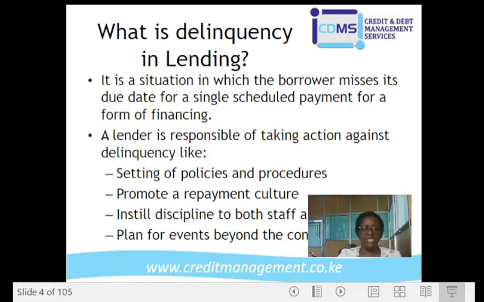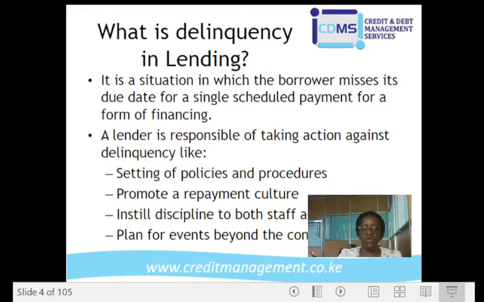So when this has happened, of course, a lender should take some steps or is responsible for taking certain actions in order to regularize or to ensure that the customers pay on time, or that the customers perform their part of the obligation as they are required to as per the scheduled timing.